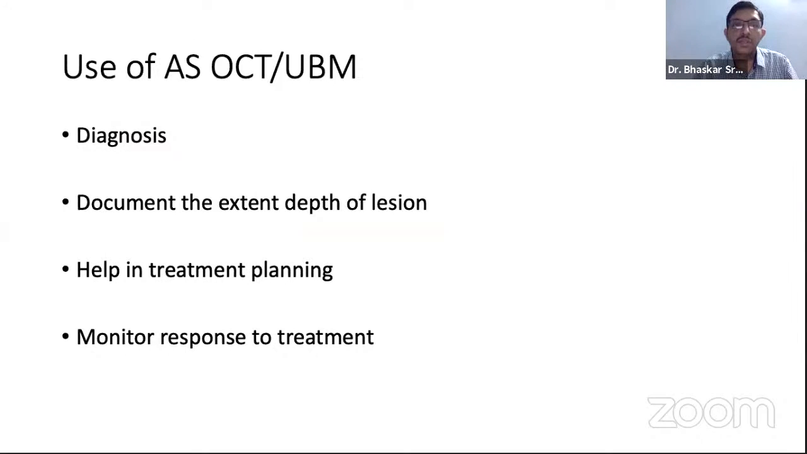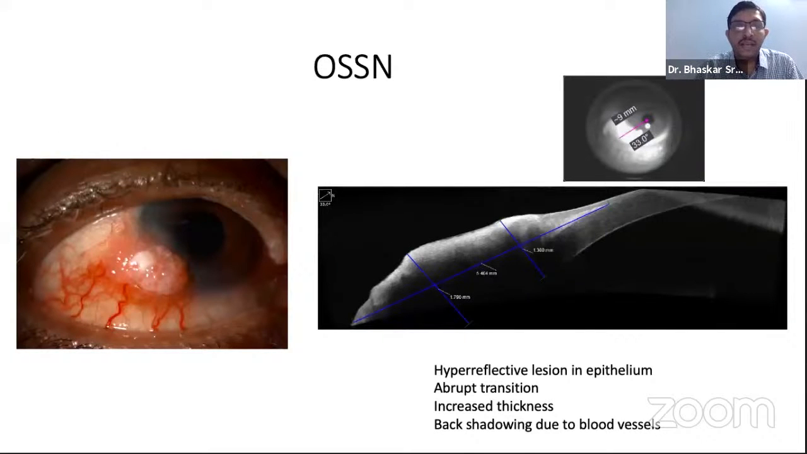Yes, yes. So the role of OCT and UBM would basically be to diagnose a disease, to document the extent or depth of the lesion, and help in treatment and monitoring the response to treatment. Going through certain examples, this is a classical OSSN at the limbus. If you do an SD-OCT, you can see the increase in the thickness of the epithelium and the increased hyperreflectivity of the epithelium. There is an abrupt transition of the epithelium over the cornea that you're able to make out. In this case, because of the blood vessels, there is backshadowing, so the depth of the lesion is not so clearly established.